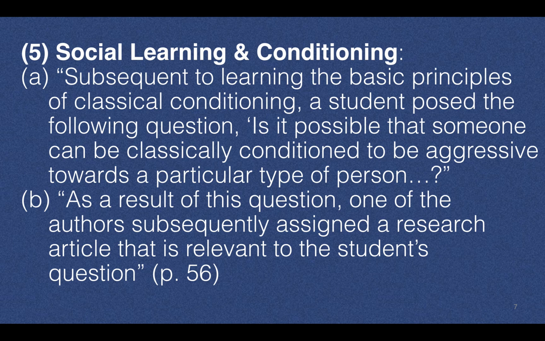Social learning and conditioning. Subsequent to learning the basic principles of classical conditioning, a student posed the following question: is it possible that someone can be classically conditioned to be aggressive towards a particular type of person? As a result of this question, one of the authors subsequently assigned a research article that is relevant to the student's question to help answer it.